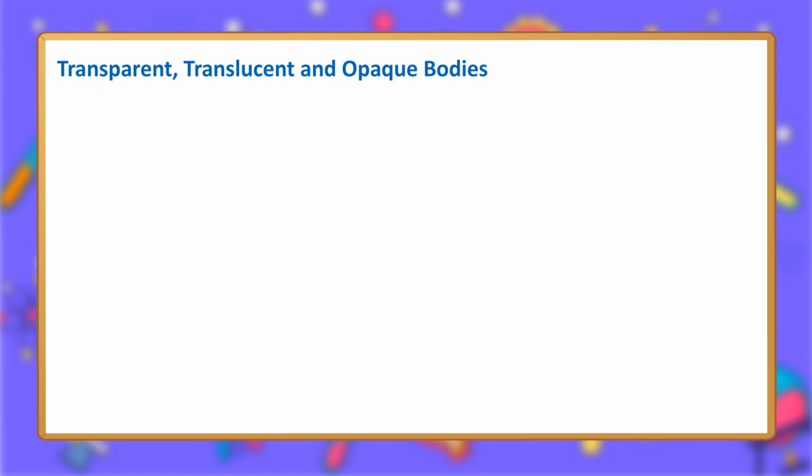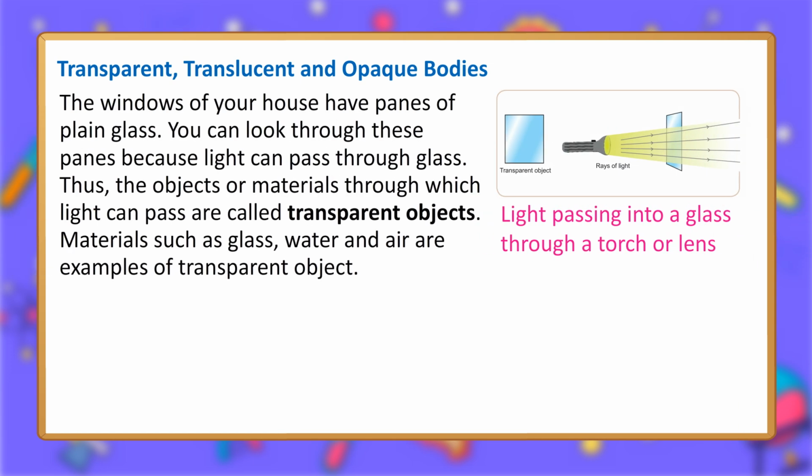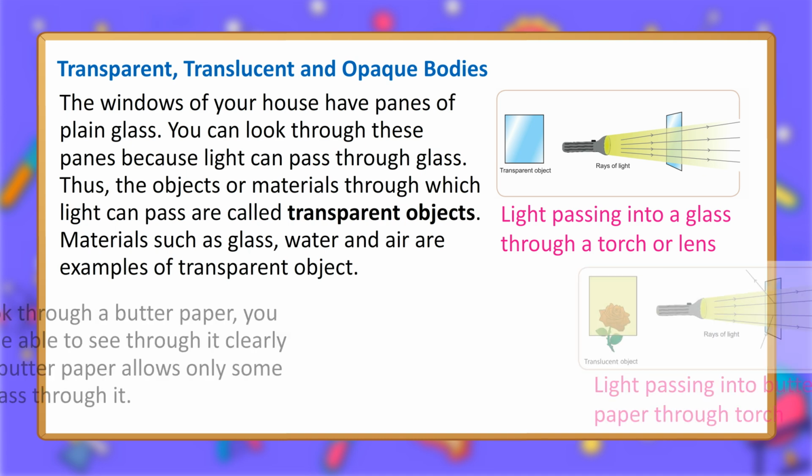Transparent, translucent and opaque bodies. The windows of your house have panes of plain glass. You can look through these panes because light can pass through glass. Thus, the objects or materials through which light can pass are called transparent objects. Materials such as glass, water and air are examples of transparent objects.